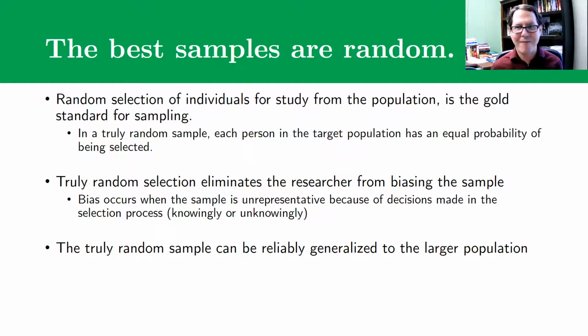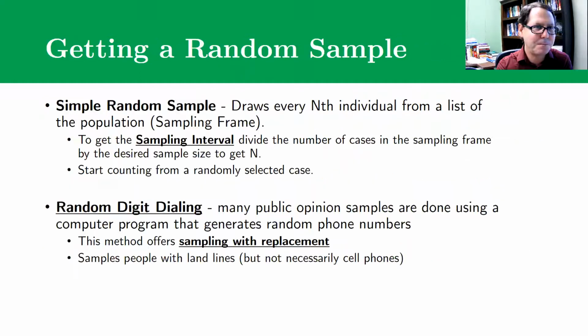So just simply having randomness in our process isn't sufficient. We need to be thoughtful and systematic about that. So if we're trying to be thoughtful and systematic, one way to do that would be to use a sampling interval process. And to do this, we need a list of all the people in our target population. And if we have that, then we can put them in a random order, or we can take the order that we have and select a random point on that list and start counting.